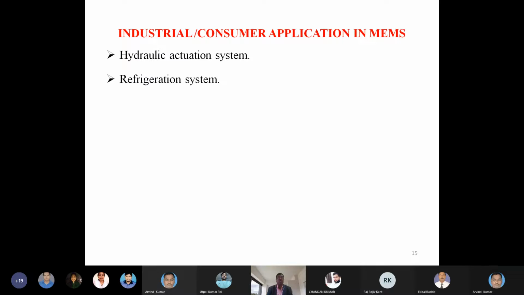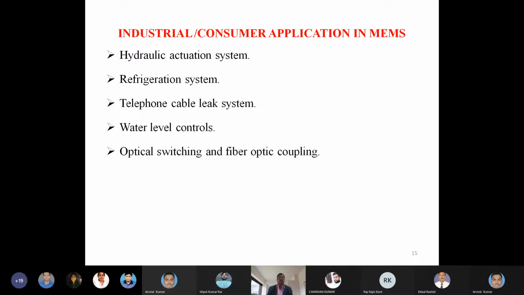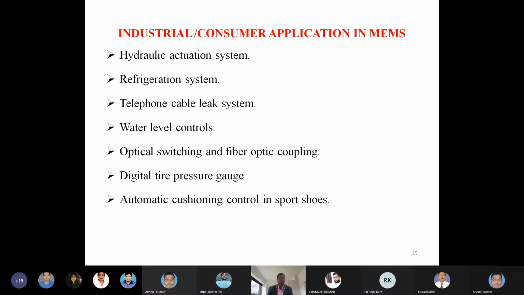Now coming to consumer applications, the mechatronic system is not limited to automotive and other things. In consumer applications, it has a hydraulic actuation system, the refrigeration system, and the telephone cable leak system: how to detect a cable leak in the telephone system. Because telephone cables are under the floor, the system needs to be monitored to identify exactly where the leak occurs, without evacuating the cable from the earth.